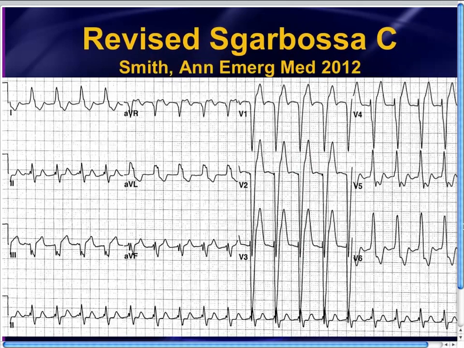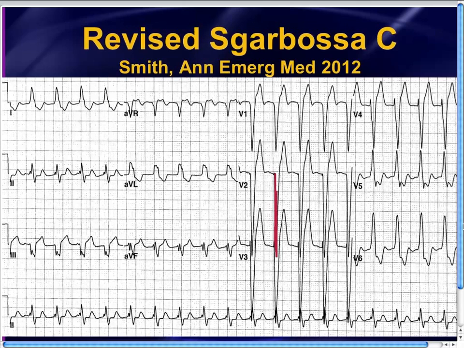Now, let me give you a revised Sgarbossa C. This was published last year in Annals of Emergency Medicine 2012 by Steve Smith, who is a really great EKG researcher from up at Hennepin. What he said was that Sgarbossa C is not that good, but you can revise it. You just take the QRS complex and measure how deep is the QRS complex, how deep is that S wave, okay?